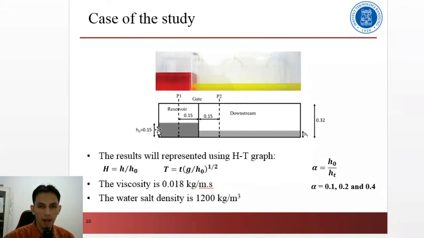The height of the reservoir fluid is shown by H0, 0.15 meters. And the height of the fluid in the downstream is shown by HT. We have 3 cases varying HT using this formula, so we have alpha equal to 0.1, 0.2, and 0.4. The result will be presented by HT graph using this formula. This is the viscosity, and this is the salt water density.